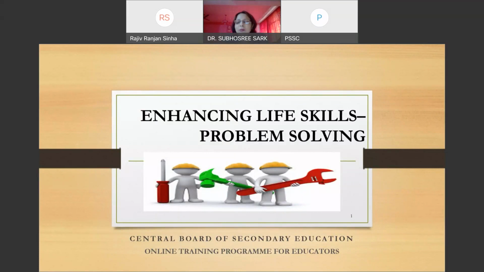You will come to realize during the course of this training that each life skill has a dominant feature. How many life skills are there? There are 10 life skills. Each life skill has a dominant feature, but some life skills might transgress more than one domain.